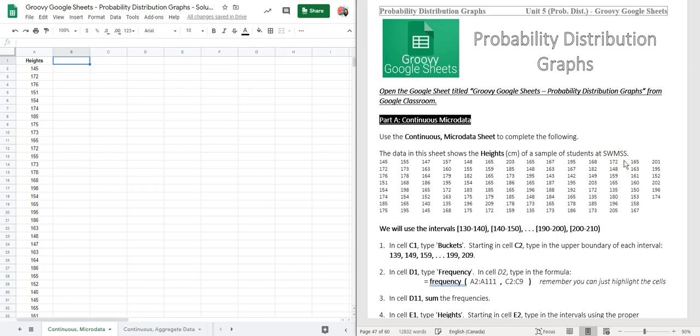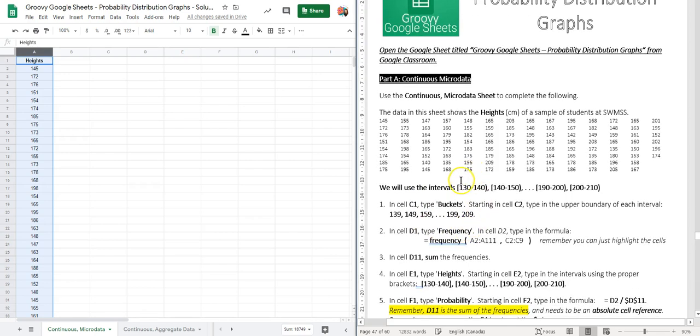Now what you can't do is just highlight the data, insert a chart, and make a histogram, because that will make the y-axis the absolute frequencies and not the relative frequencies. So what we have to do is make a frequency table ourselves and then change the absolute frequencies to relative frequencies. So these are the intervals we're going to use. In cell C1, we're going to type in buckets. And your buckets is basically the same as your intervals.